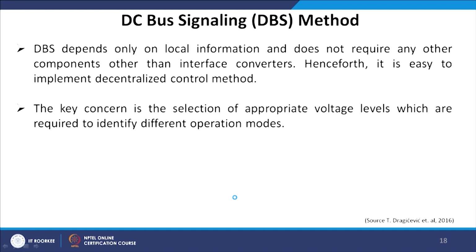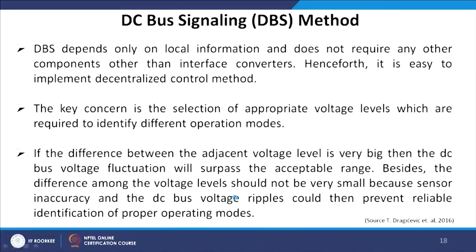The key concern here is the selection of appropriate voltage levels, whether it is 48 or 96 or 300, which are required to identify different operation modes. If the difference between adjacent voltage levels is very big, then the DC bus voltage fluctuation will surpass the acceptable range. Besides, the difference among the voltage levels should not be very small, because sensor inaccuracy and DC voltage ripples could then prevent reliable identification of the proper operating mode. So, here what is the issue? The difference need not be very high, nor should it be too small.